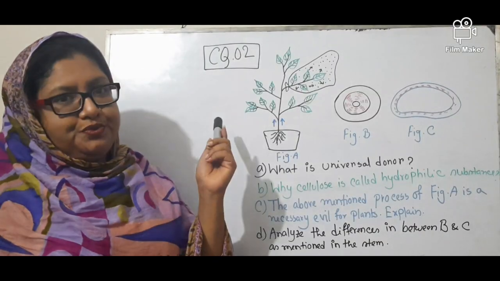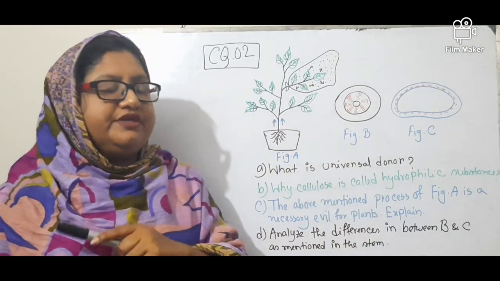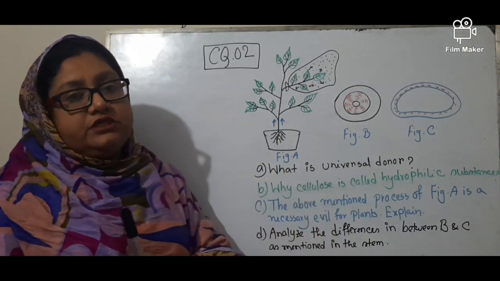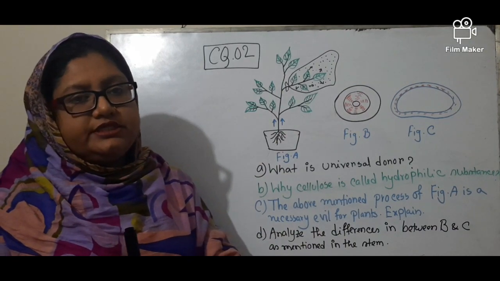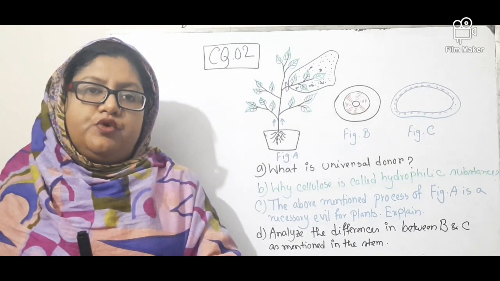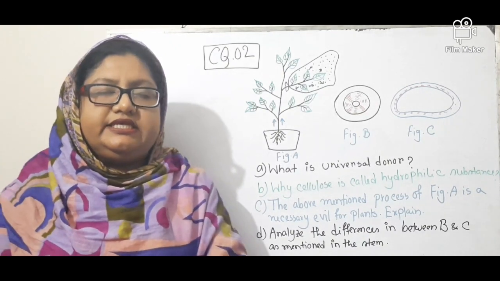Now creative question number 2. You can see in this question also there are some figures given. First of all, the knowledge-based question and comprehensive question. The first knowledge-based question is, what is universal donor? The people of blood group O are known as universal donor. You can define it in this way.